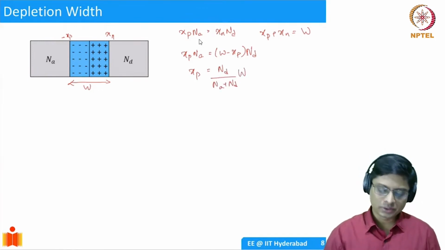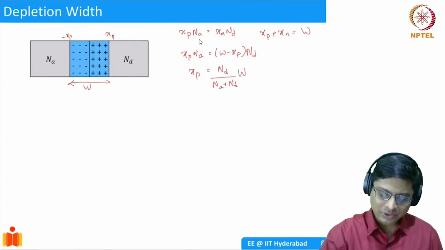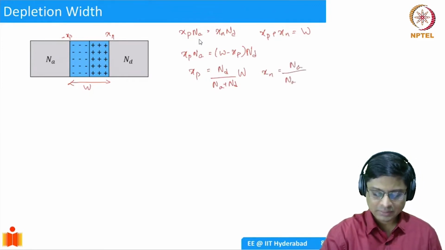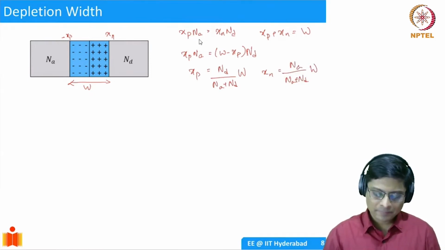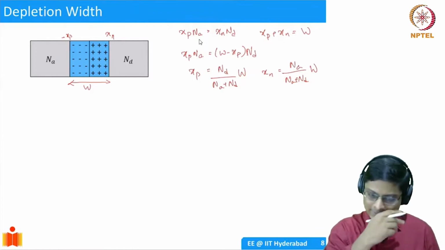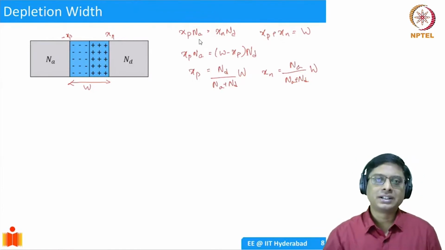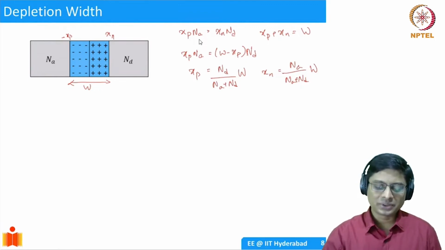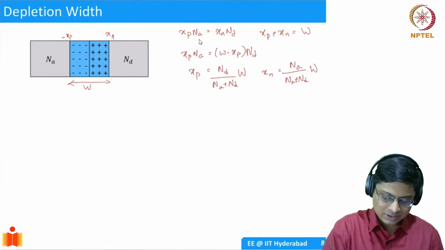All right. So this is how your depletion width in the p side region is going to be, and analogously you can verify that xn is going to be Na by Na plus Nd times the depletion width. Okay. So let's consider a case. Whenever you see an expression, it's always useful to put in some numbers or just take the extreme cases and analyze. If you do that, you will get a lot more insight.